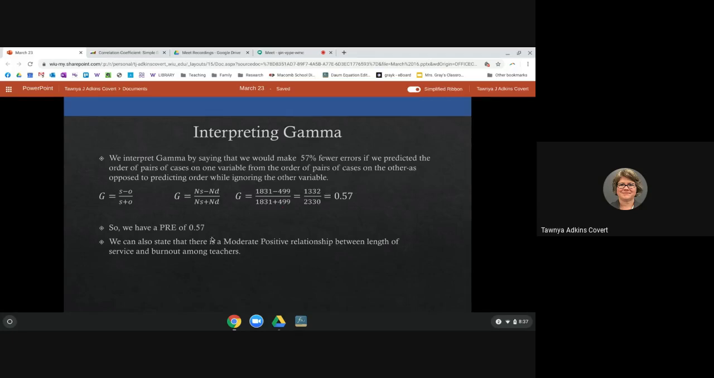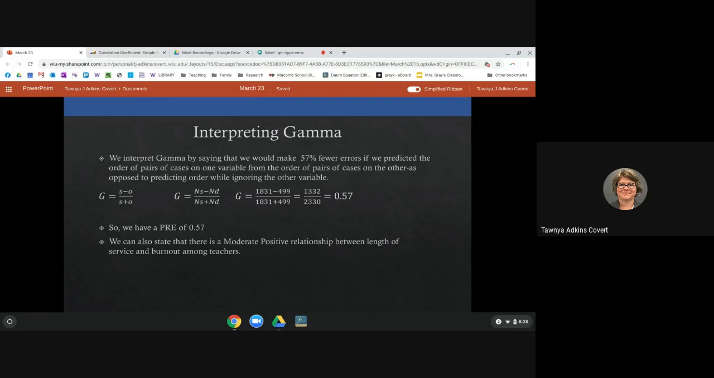So we have a PRE of 0.57 for the calculation of gamma. We can also state that there is a moderate positive relationship based on our criteria that we had above, our little chart on how to interpret it, between length of service and burnout among teachers. When you run gamma on SPSS, it will give you a statistical significance as well. So I won't worry about showing you right now, but we can interpret gamma by saying that we have 57% fewer errors if we predict the order of cases on one variable from the order of pairs of cases on the other. So it's the same kind of thing.